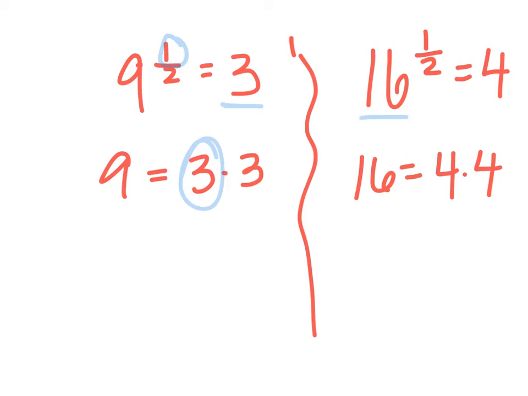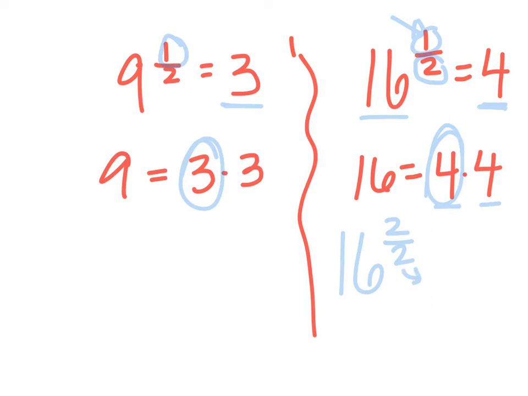If I come over to 16 to the 1/2, again, I need 2 repeated factors that when I multiply, get 16. Here are my 2 repeated factors: 4 times 4 is 16. The top number tells me how many of those repeated factors I need. I only need one of them, so I take one and end up with 4. Now, think about that reasoning. What if I had given you 16 to the 2/2? I need 2 repeated factors, which would be 4 times 4, and I need to take both of them, which is 4 times 4, which gives me 16.